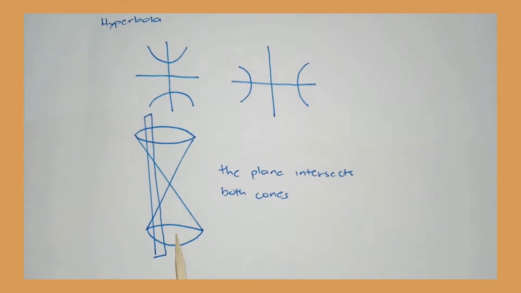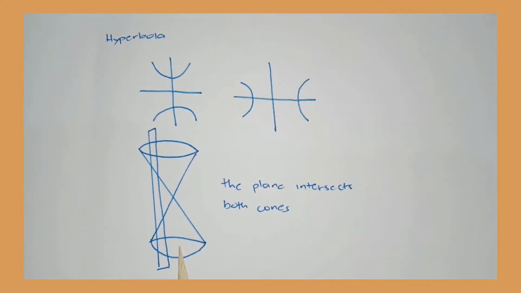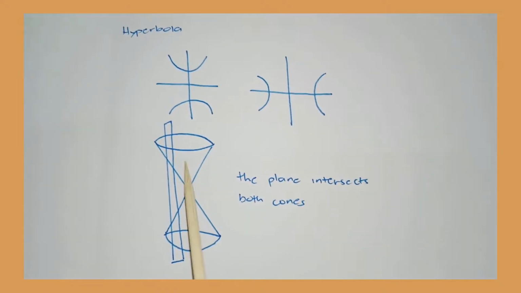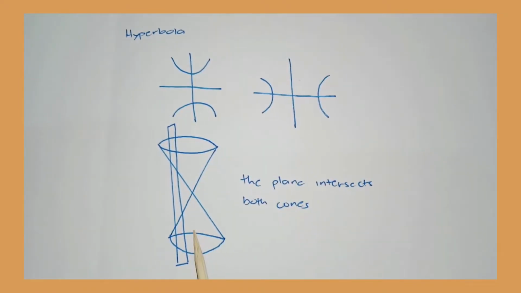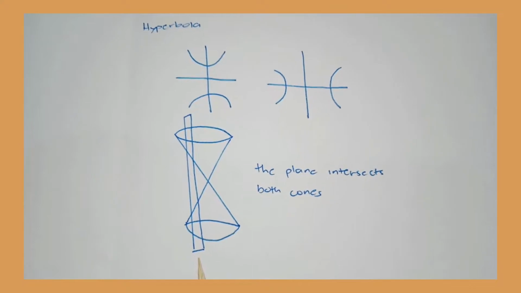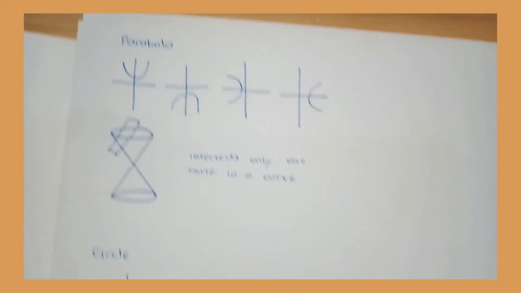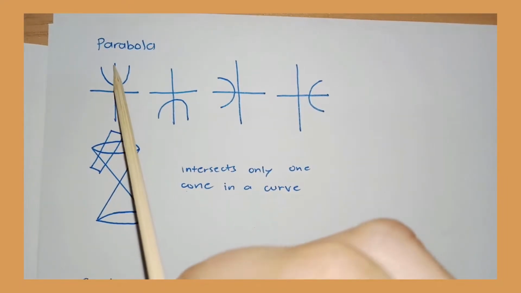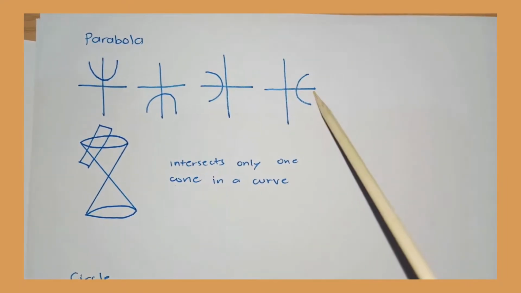So, yung pagkakaiba ng hyperbola sa apat, yung plane, tinatamaan niya yung dalawang cone. So, yung dalawang cone, tinamaan ng isang plane. So, again, kapag parabola, nakapaslant siya, opens upward, downward, to the left, or to the right.